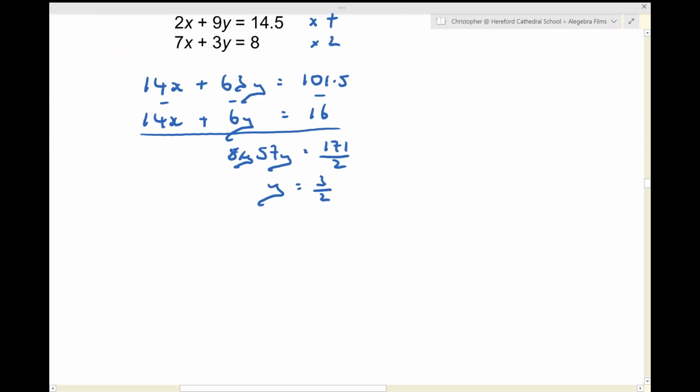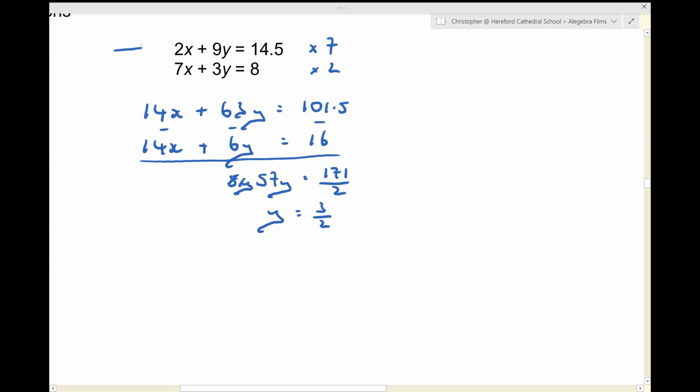Okay, we're going to substitute that value of y into this top equation. So 2x plus 9 times 3 over 2, 9 times y, is 14.5. So that's 2x plus 27 over 2 on my calculator when I do 9 times 3 over 2 equals 14.5. Minus 27 over 2 from both sides. 2x is 1, so x is a half.